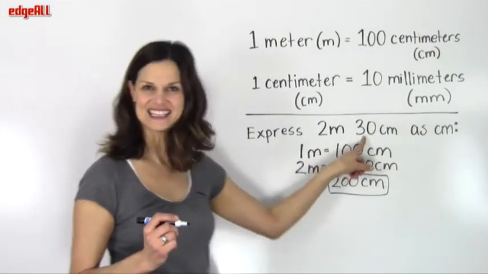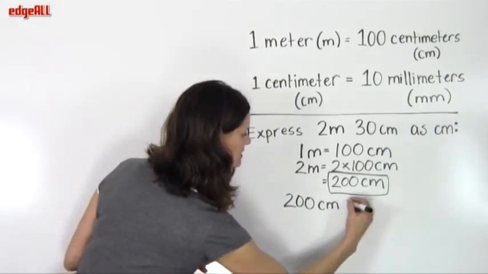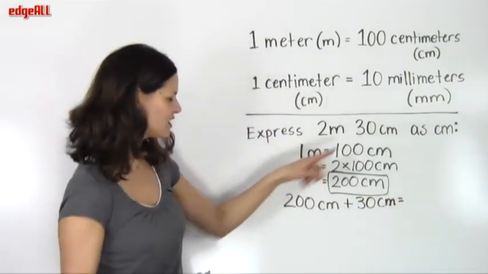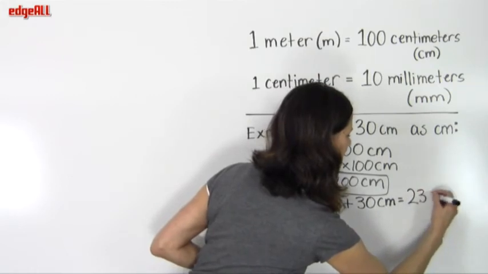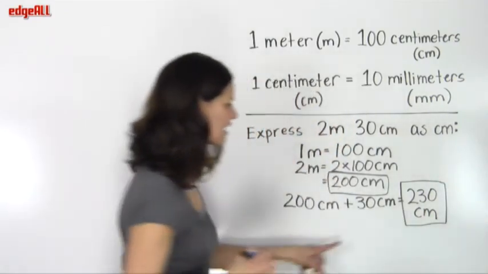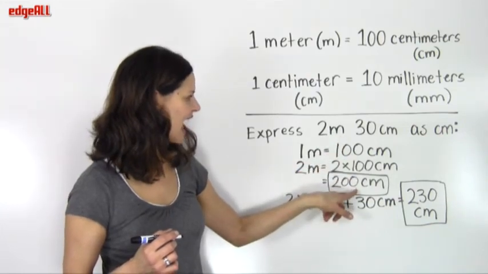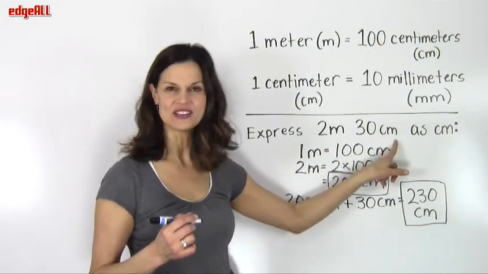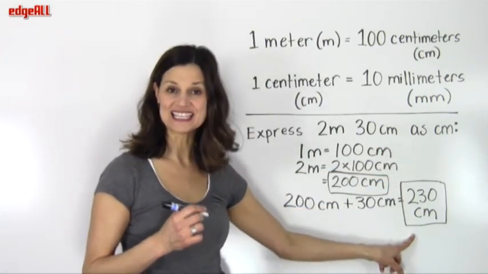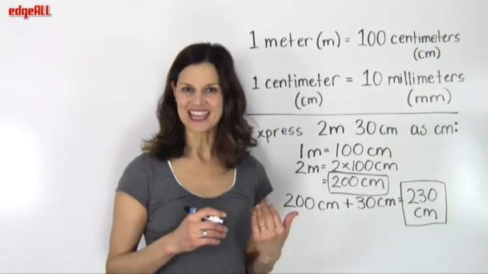And so now all we need to do is add together our 200 centimeters plus the 30 centimeters from our measurement to get a total of 230 centimeters. So we have now converted the 2 meters to centimeters first, and then added that to the centimeters that we already had in the measurement to get our answer of 230 centimeters. We can convert more complex measurements too using this same method.